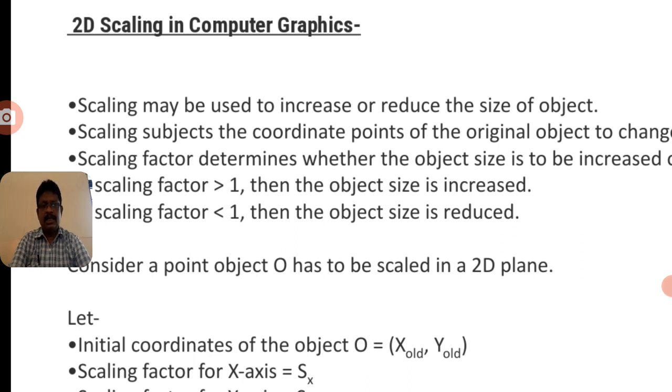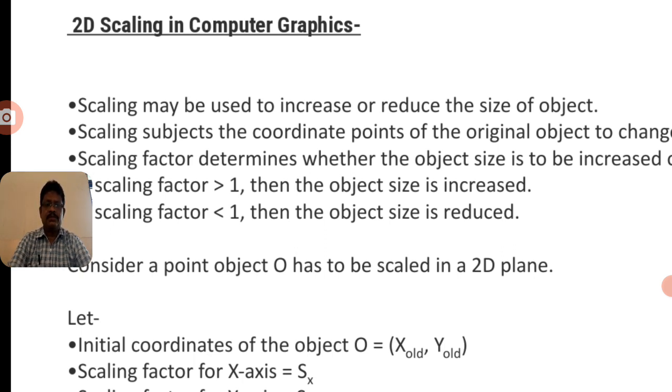Now coming to the scaling factor. Here two conditions are identified in scaling. If the scaling factor is greater than 1, then the object size is increased. If the scaling factor is less than 1, the object size is reduced. So these are the two different identifications of scaling. Now we are going to discuss the detailed information regarding scaling.